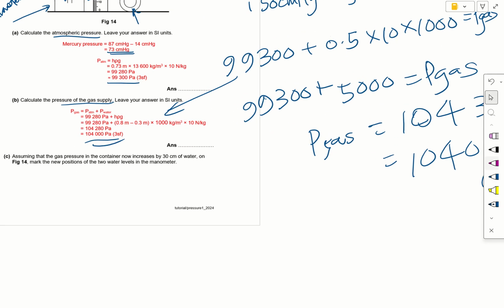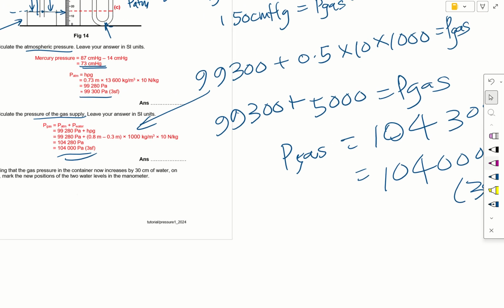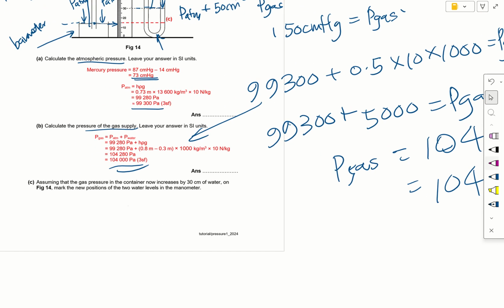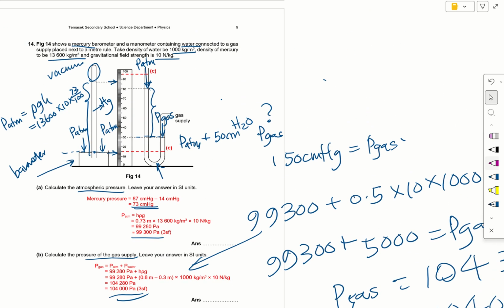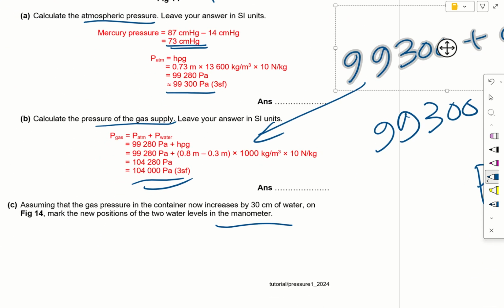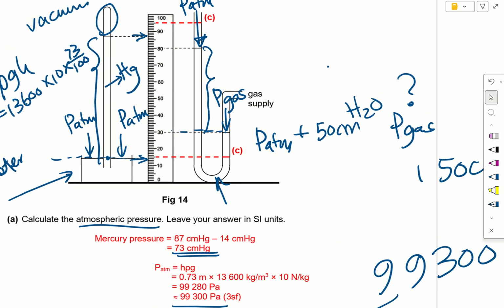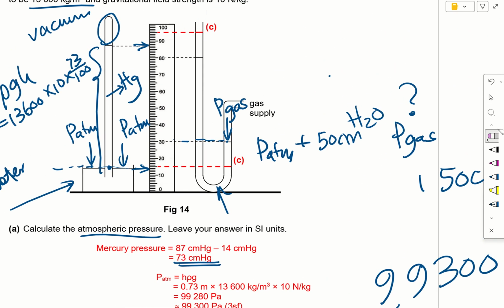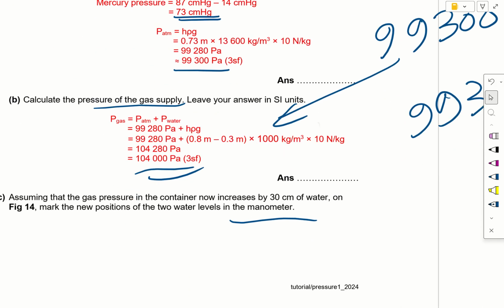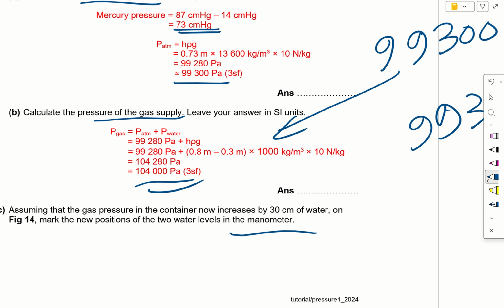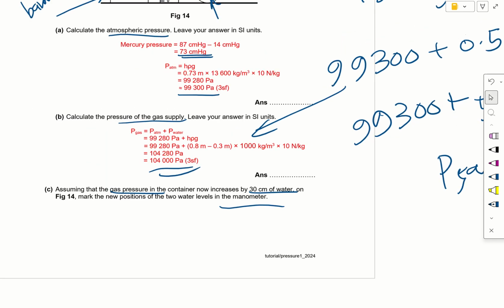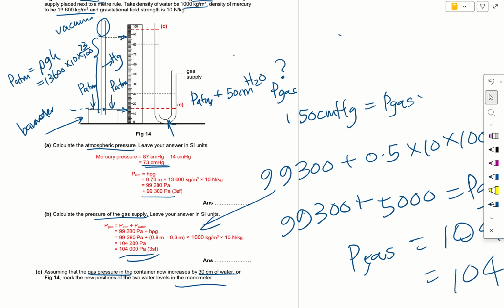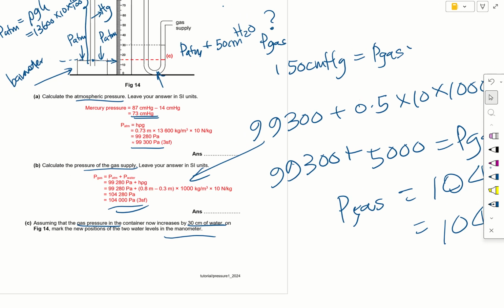Okay, part C, assuming that the gas pressure in the container now increases by 30 cm of water, on figure 14, mark the new position of the two water levels in the manometer. So they are looking for the manometer and they want us to mark it in figure 14, so I have to make sure that I mark correctly. They say that the gas pressure is increased by 30 cm. Just now the difference, the gas pressure is actually 50 cm.